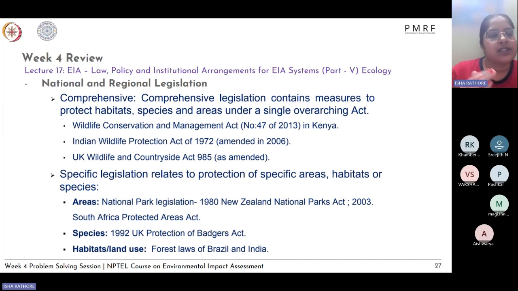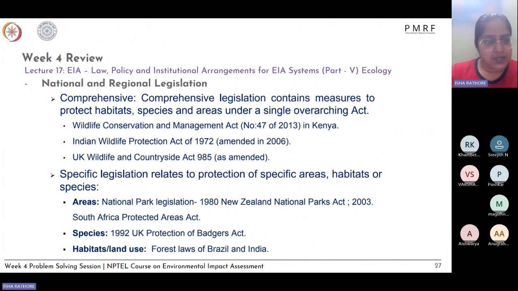Then we have certain comprehensive legislations, which include measures to protect habitats, species, and areas under a single overarching act. These include legislations like the Wildlife Conservation and Management Act in Kenya, the Indian Wildlife Protection Act of 1972, and the UK Wildlife and Countryside Act of 1985.